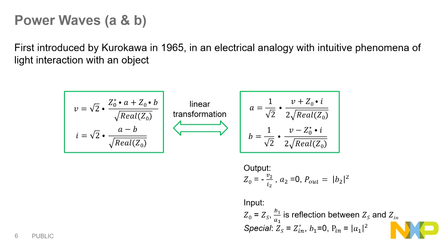And if you look at the input side, we chose Z0 to be the source impedance Zs, and your B1 over A1 is a reflection between the source and the device, between Zs and Zin. So for a special case, when the source impedance is conjugate matched to the input impedance of the device, your B1, if you look at the second equation, is reduced to zero, and your Pin is A squared. So when you have a perfect match between the source and the device, all the available power is being delivered to the device without any reflection.